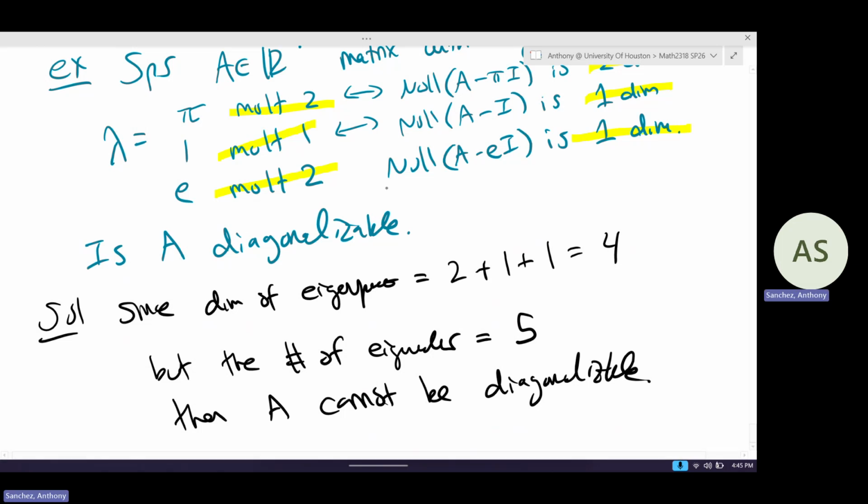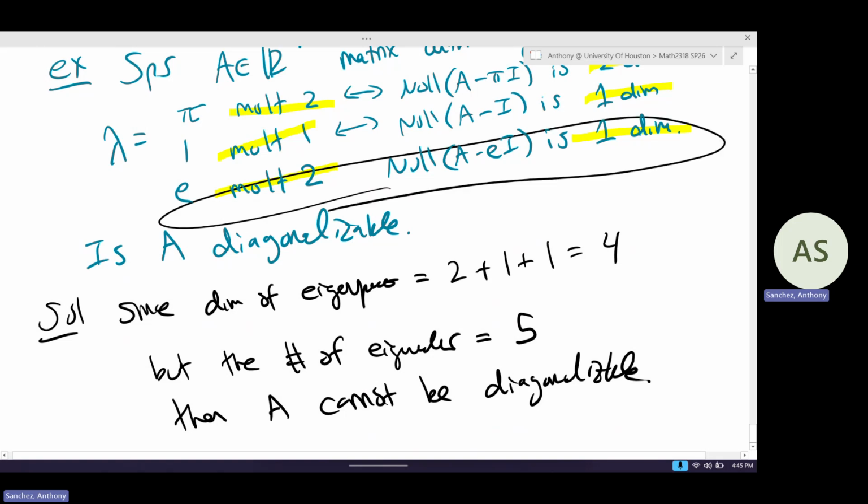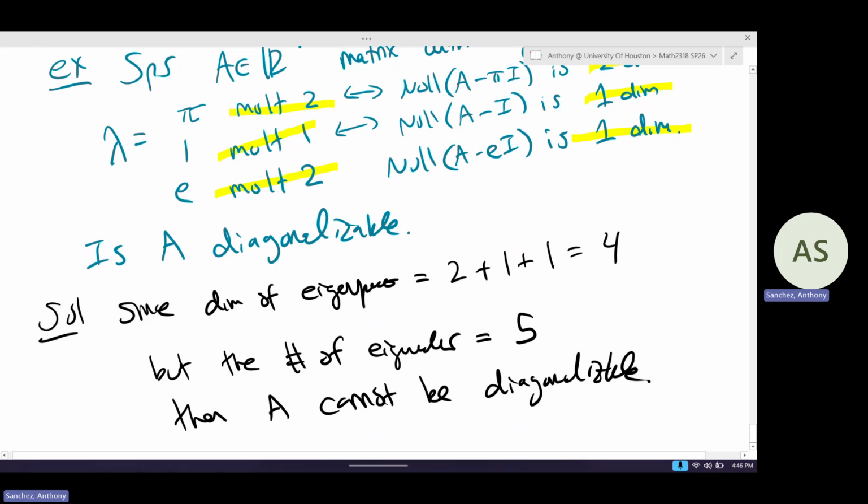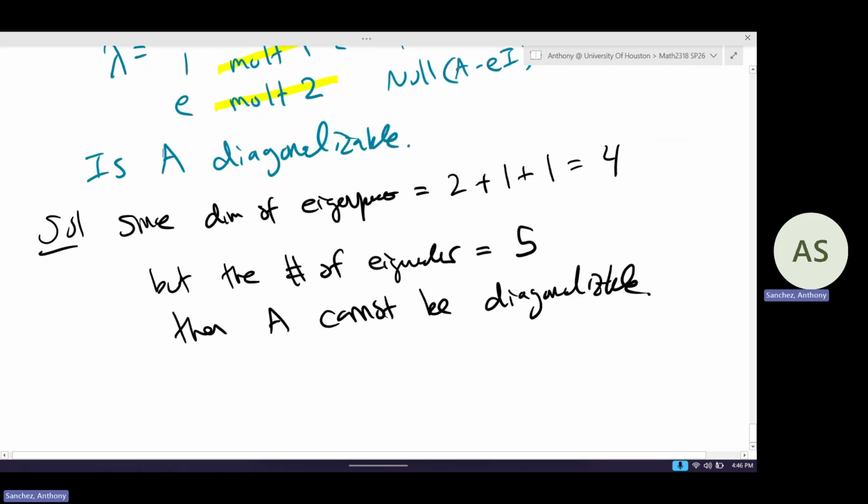To be honest with you, all you have to do is write down this line right here. You just have to say that for this particular one, who cares about the other ones? Maybe it works for the other ones, maybe it doesn't. But because for this one it doesn't work, I get to be done. The dimension of the eigenspace is 1, but the multiplicity is equal to 2. So it can't be diagonalizable.